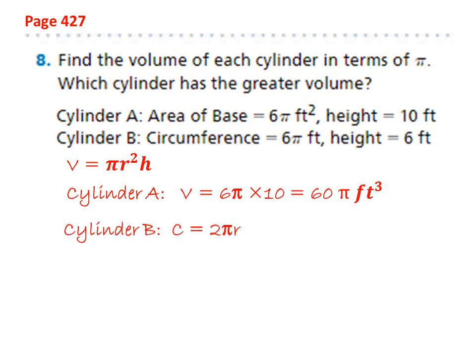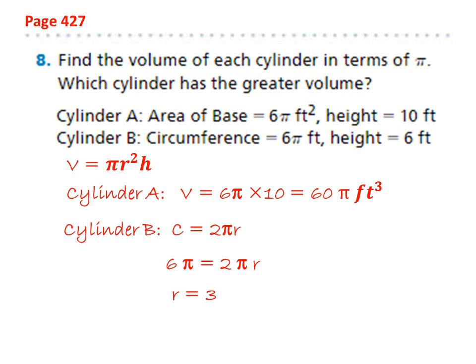Cylinder B, the question says that the circumference equals 6 pi. But where is the radius length? We must search for the radius length. Of course, as we said before, the circumference equals 2 pi r. So instead of C, write 6 pi equals 2 pi r. Now, solve this equation for r. So we must divide by 2 pi. 6 pi divided by 2 pi, it will be 3. So the radius length is 3 feet.